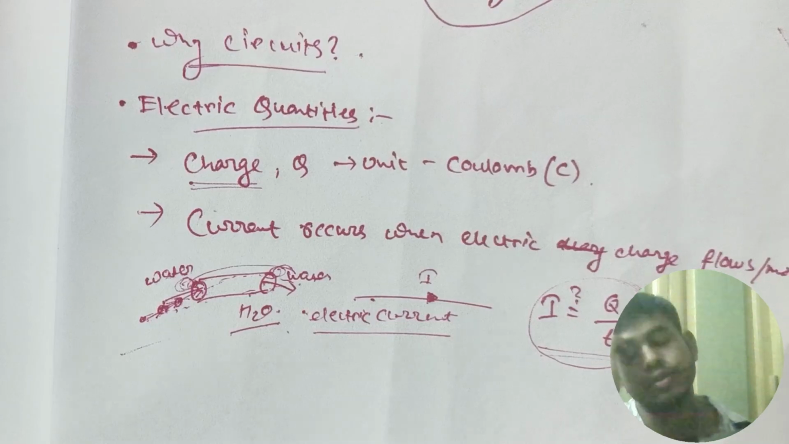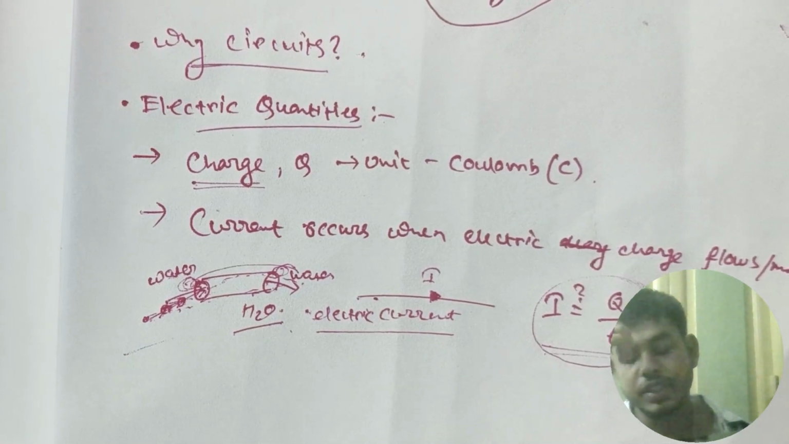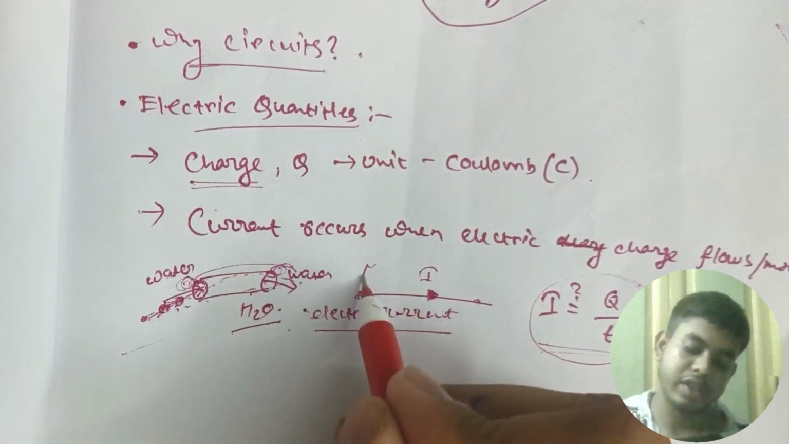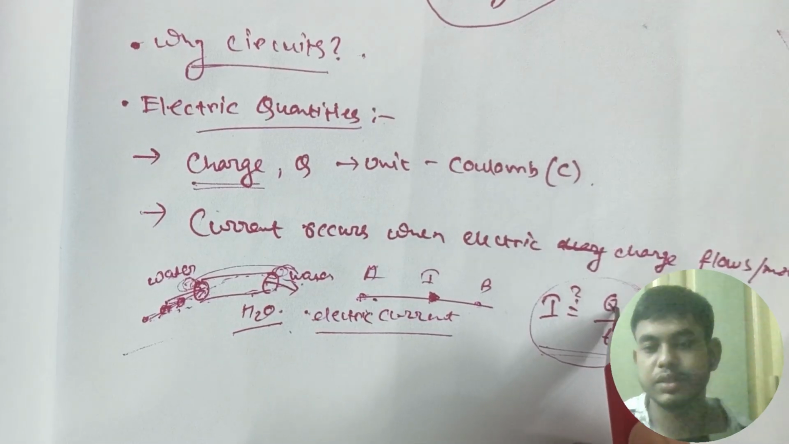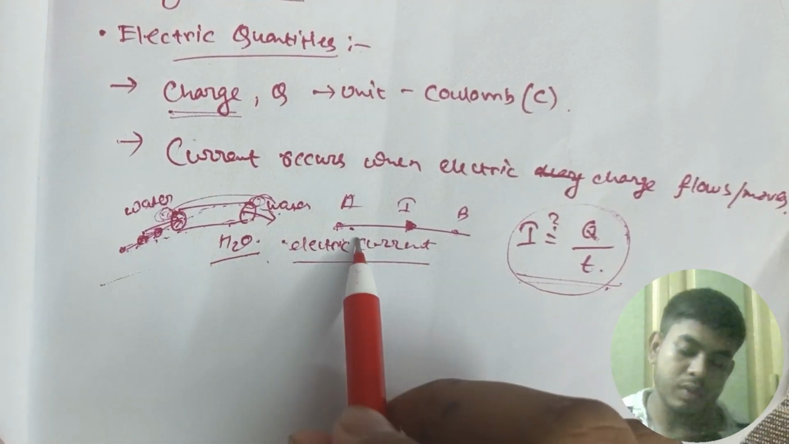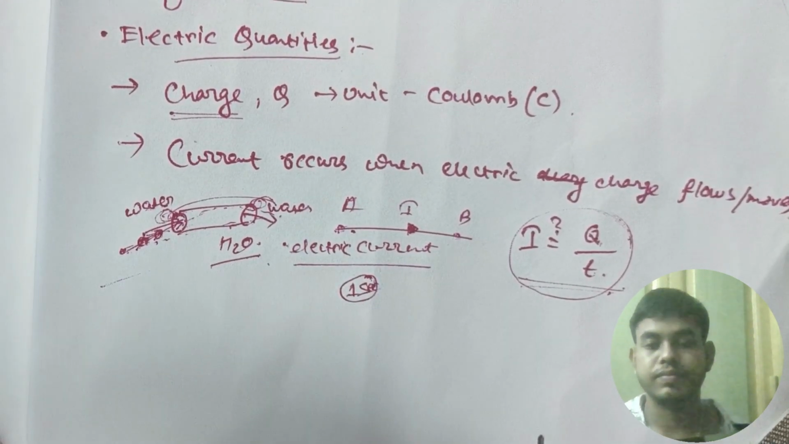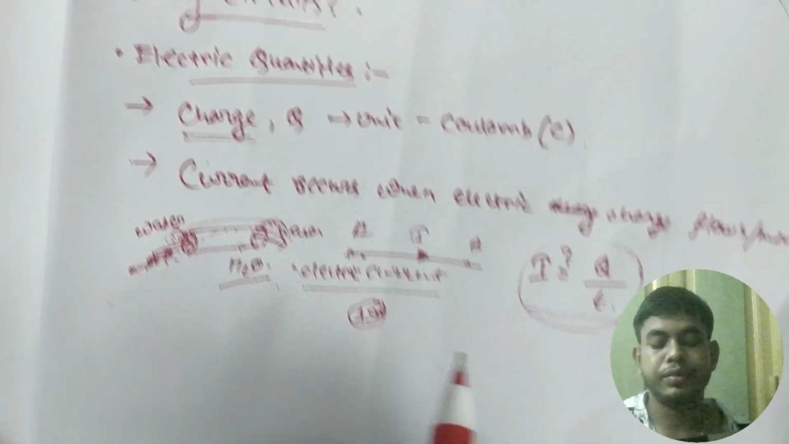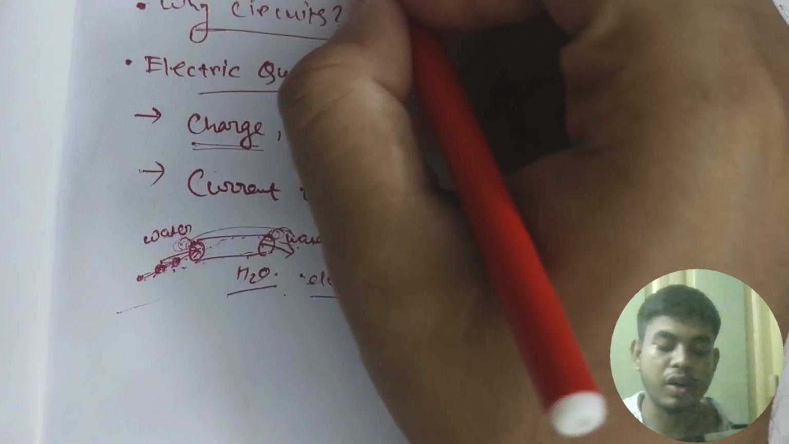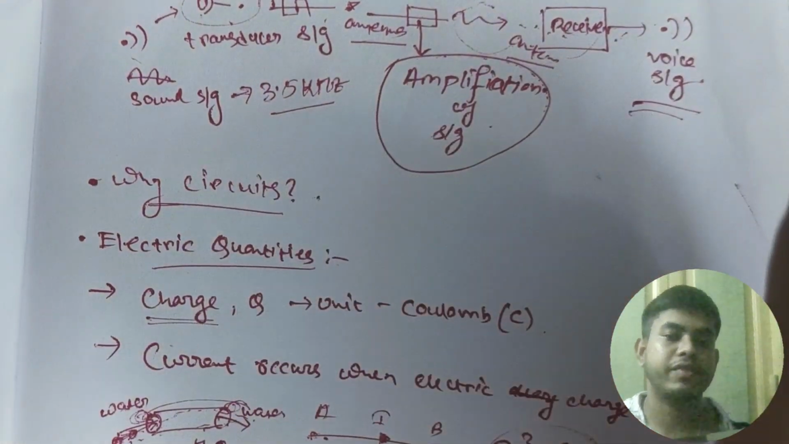Let's suppose you have one cell. Let's suppose in a circuit from this point A to point B, Q charge is flowing in one second. In 1 second. Suppose my voice signal is of 3.5 kilohertz. Okay. My voice signal is of 3.5 kilohertz.